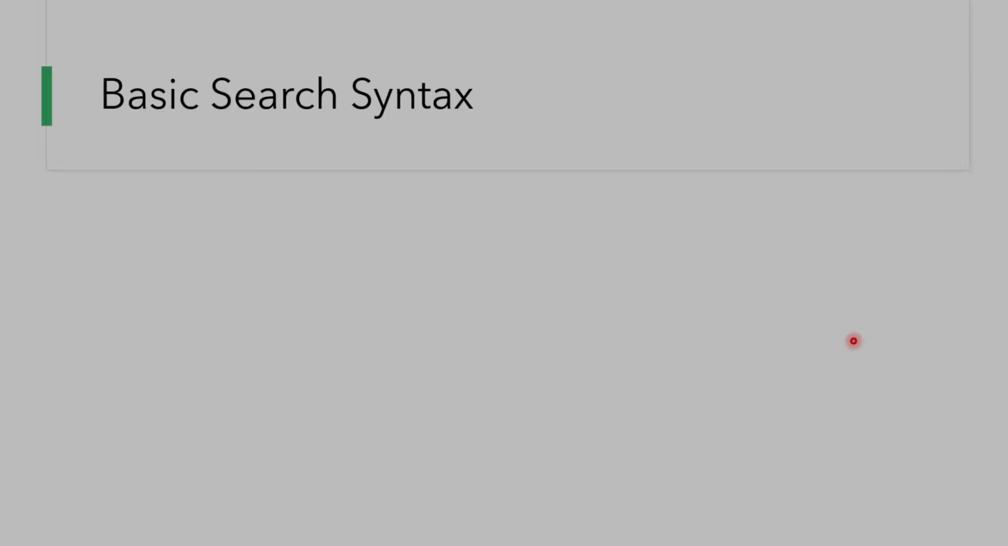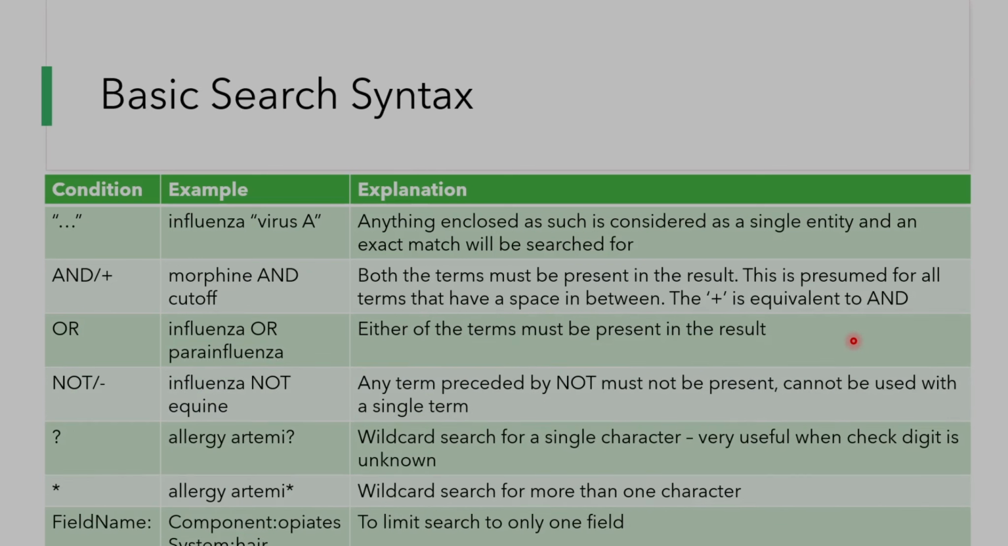So, basic search syntax. There are some basic search syntax available. These are particularly helpful when you are searching for terms about which you are not very sure. So if you enclose anything within quotes, the exact match will be found, whatever that is within the quotes. If you use the word AND, or alternatively the plus sign, all terms that have both the search criteria present will be fetched.